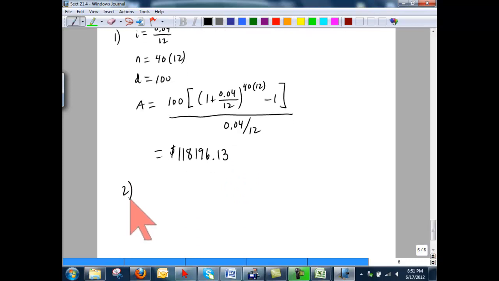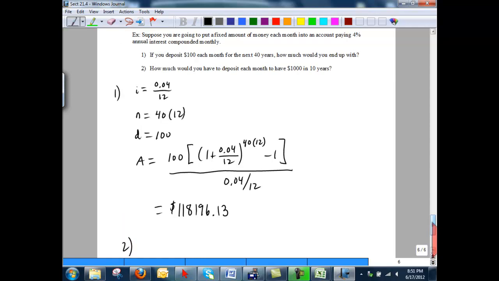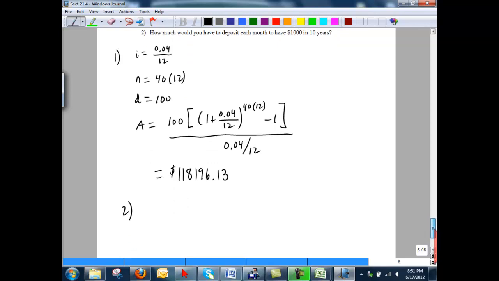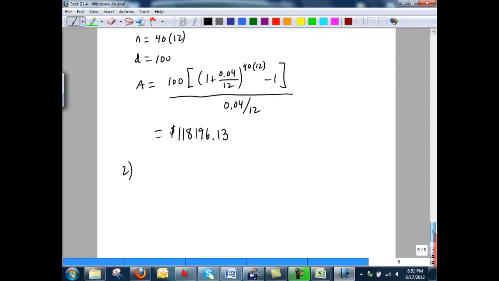Okay, and the second type of computation, second question says, how much would you have to deposit each month to have $1,000 in 10 years? We actually did this problem before. We did it trial and error on Excel. Let's show how you could do this with a formula. The amount that I want to end up with, the A this time, is $1,000, and the D is what I'm trying to find, the monthly deposit amount.